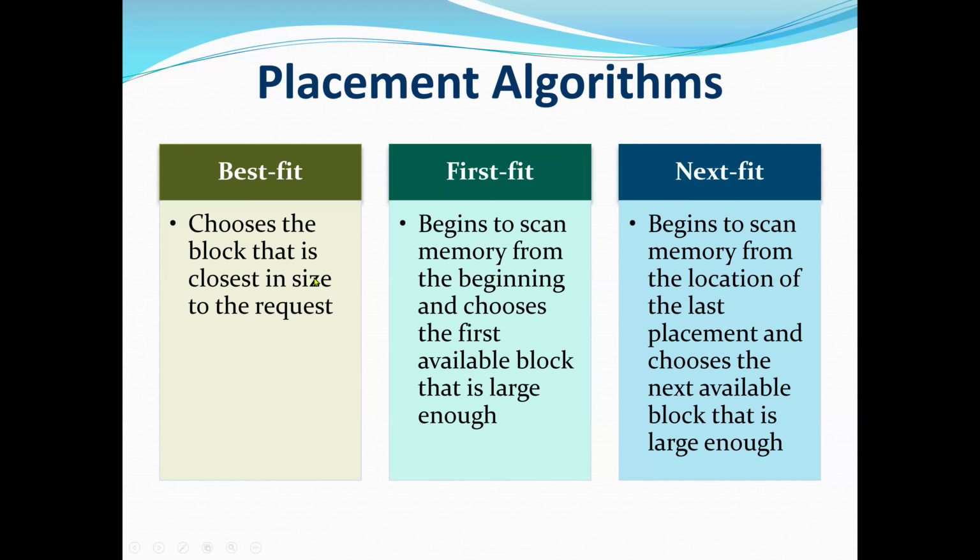So the best fit chooses the block that is closest in size to the request. The first fit begins to scan memory from the beginning and chooses the first available block that is large enough. Next fit begins to scan memory from the location of the last placement and chooses the next available block that is large enough.